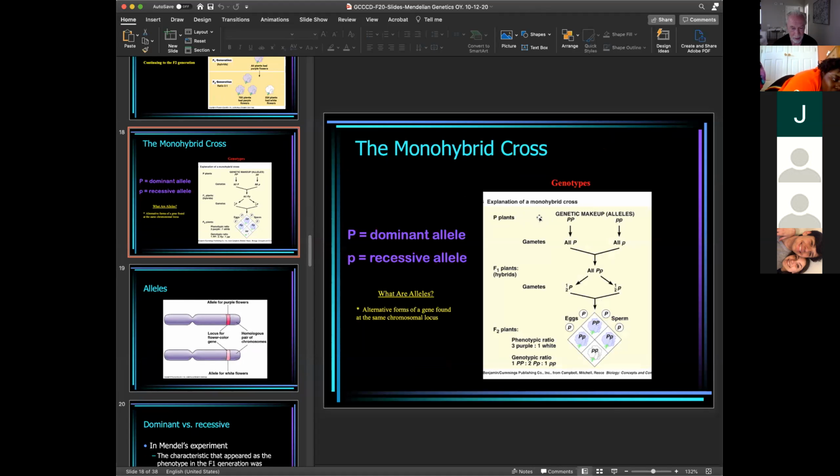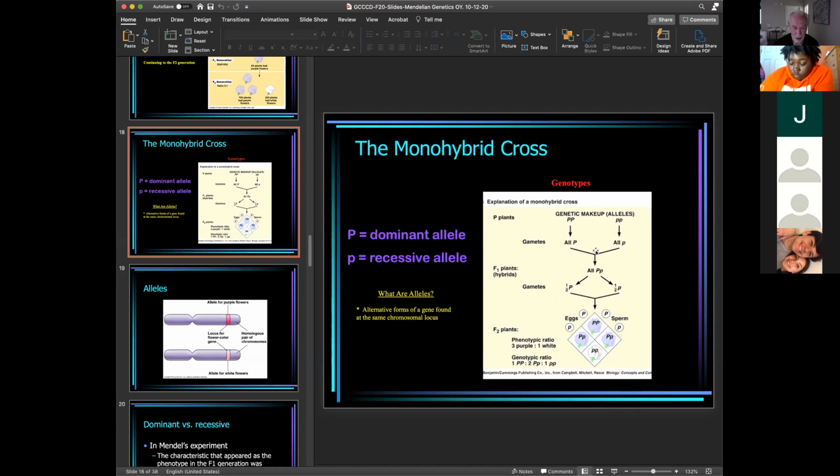Purple and white, and purple is dominant. So the question was, how do you get those ratios? If you go to the bottom here, you see that if you start out with a dominant big P parent and a recessive little p parent, all the gametes produced by big P are big P, and little p, they're all little p.